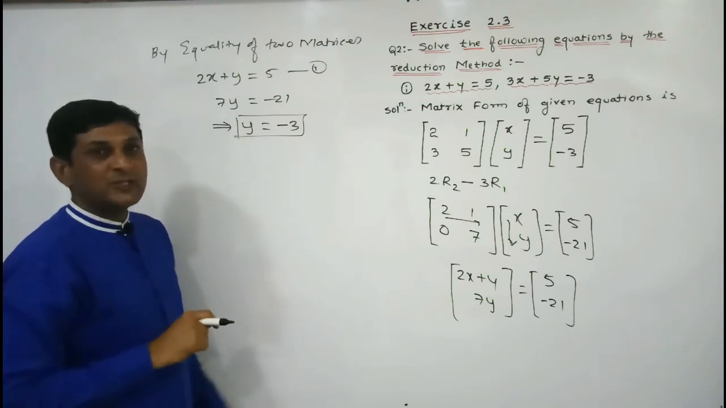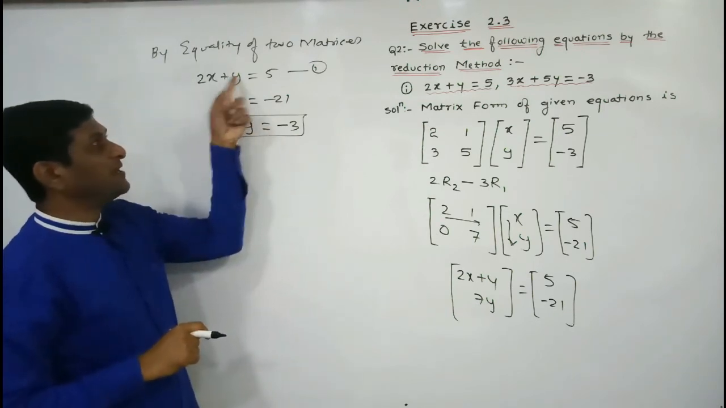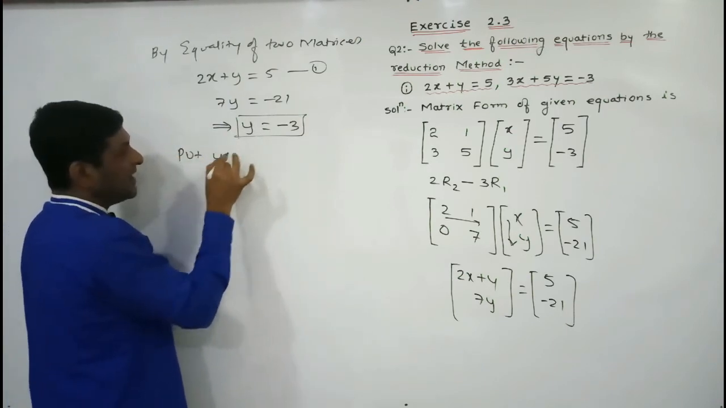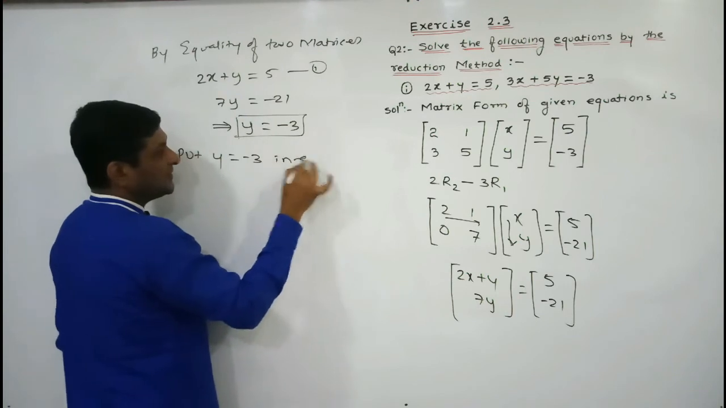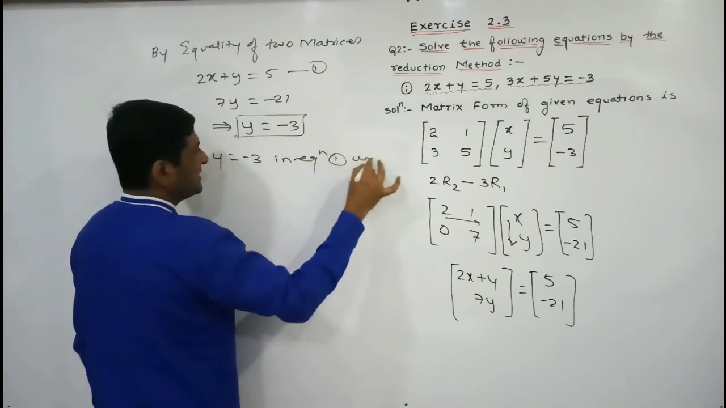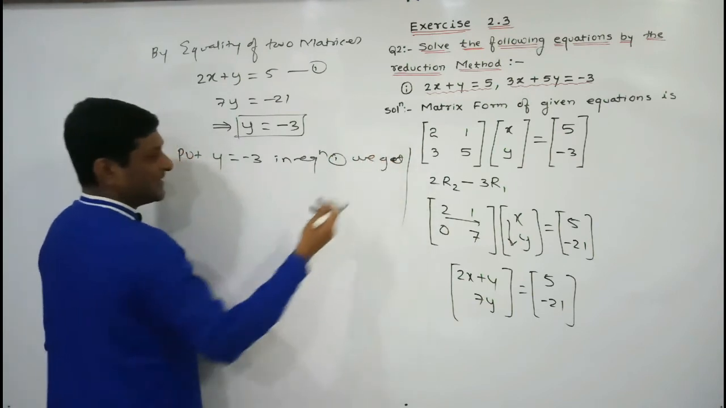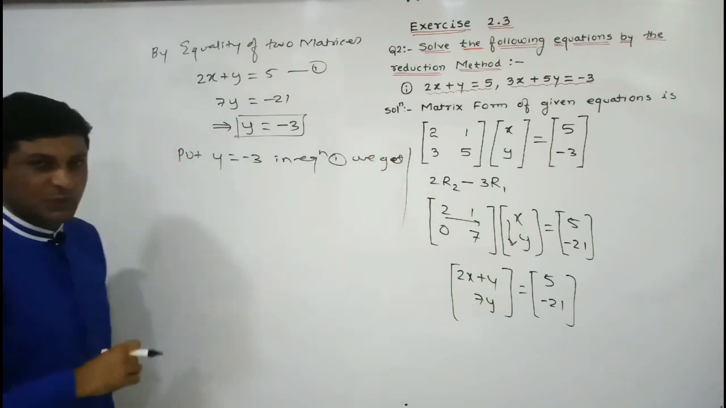Once the value of y is known to us, substitute this value of y in equation number first, and we will get the value of x. So put y is equal to minus 3 in equation first. Let us see what we will get here. As you are a student of class 12th, you are able to perform this operation orally also.